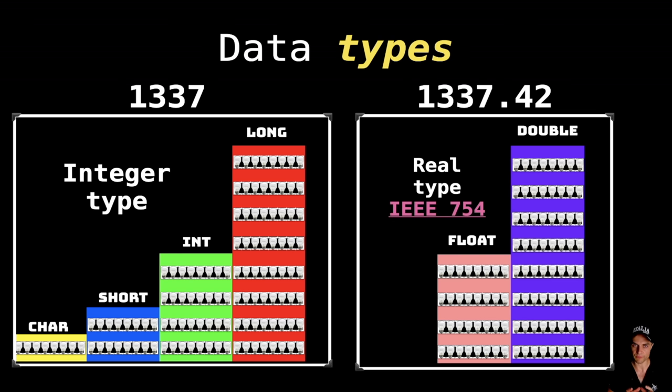So we have two families, basically. We have the integer type and the real type. The way we stock data is qualitatively different. Indeed, when we stock float, we have a different pattern configuration. When we stock real numbers, we have 1 bit for the sign, which is equal for both.